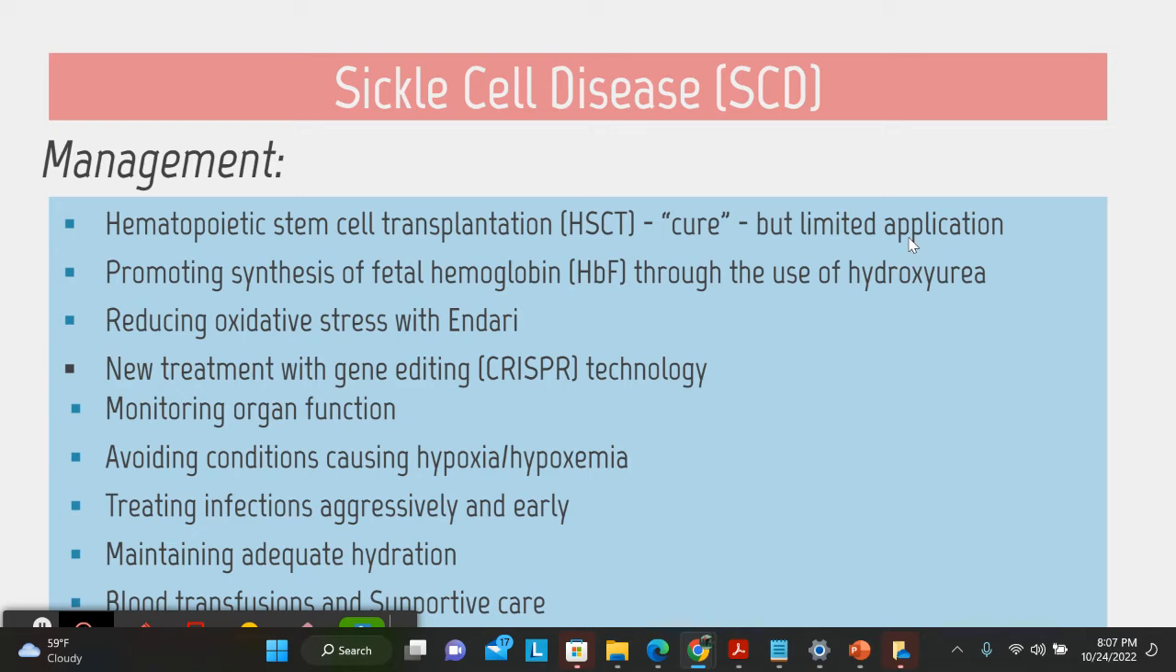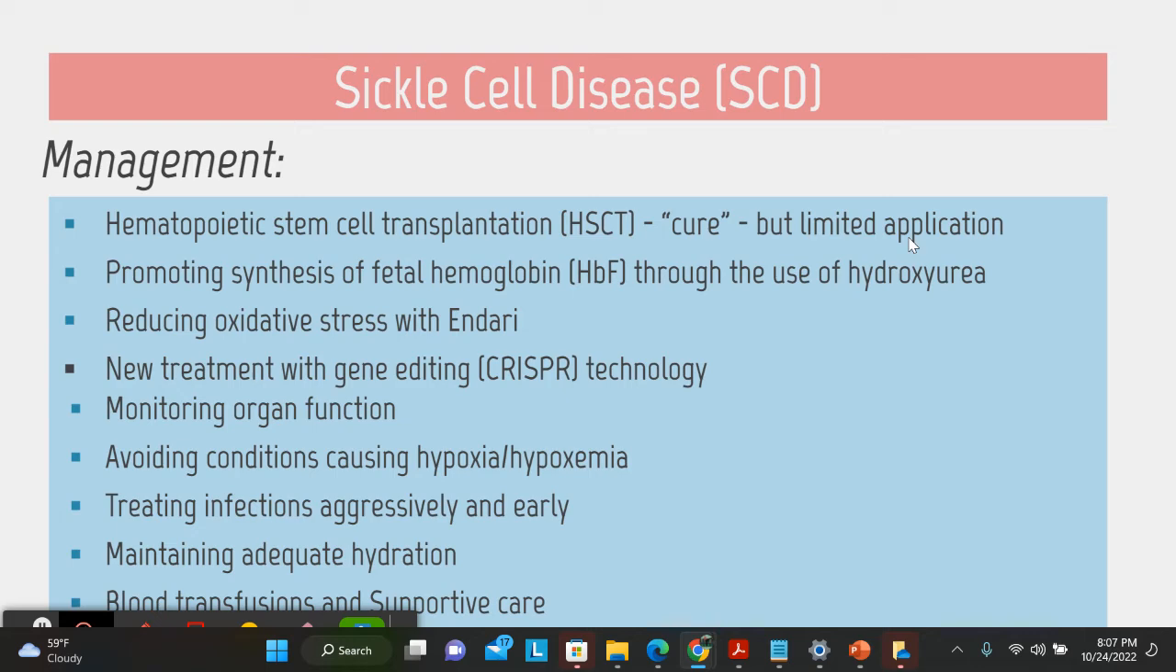New treatment with gene editing, CRISPR technology. I showed you guys that in a previous video when we talked about CRISPR. Cutting out that defective gene, and then the gene that makes the fetal hemoglobin will take over, and they will have adequate production of red blood cells that are functional and adaptive.